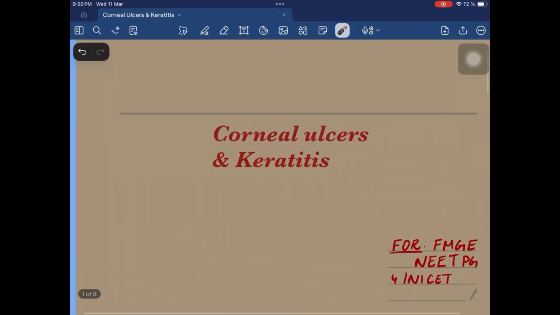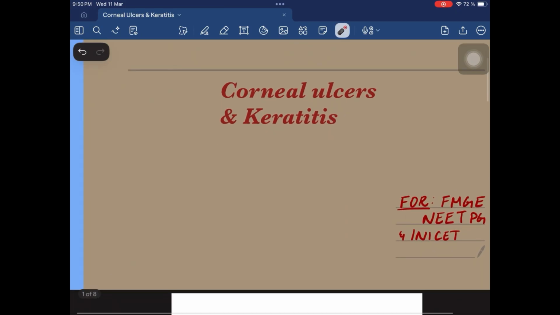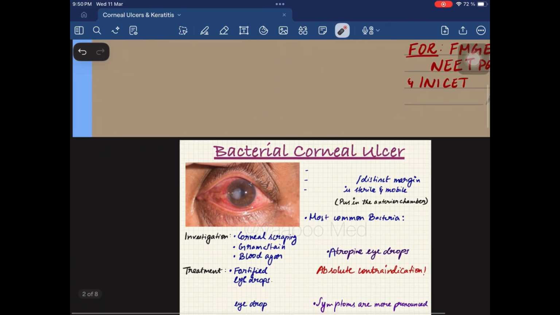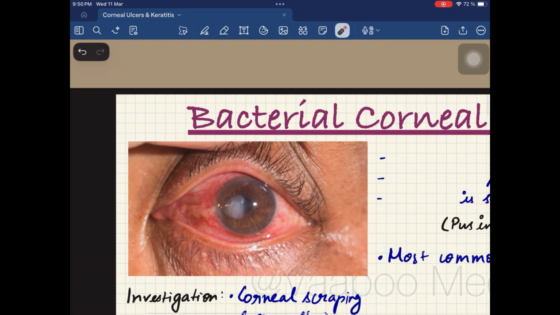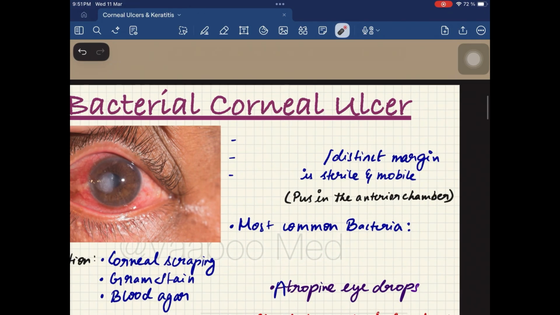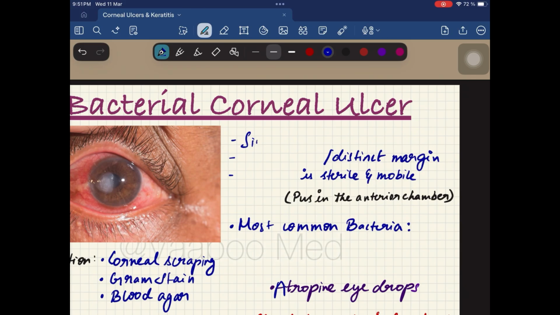The first topic we are going to see is bacterial corneal ulcer. Please look at this image. You can see a single ulcer with a well-defined or distinct margin. It has hypopyon.